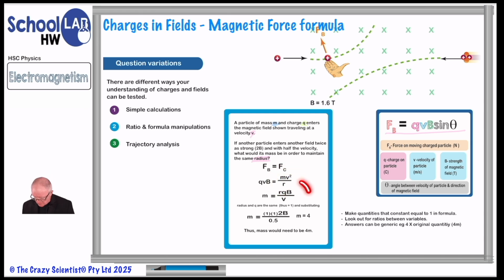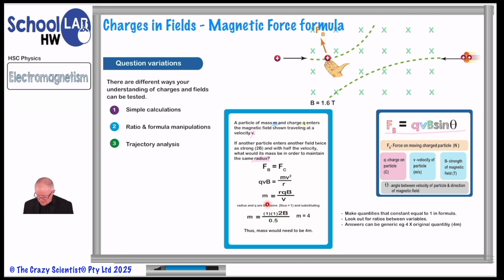And then we do some algebra, rearrange to make mass the subject here, because it says what would the mass need to be to maintain the same radius. And so what we've got to do is we've got our formula here, and now we just change some variables. It said in the question that if another particle enters the field with twice the field strength, 2B, we just make everything equal to 1 and then multiply or divide by the factor they tell you. So we've got B, so if it's 2B, it's just going to be 2 times 1, which is 2, so you can see I've got a 2 there.